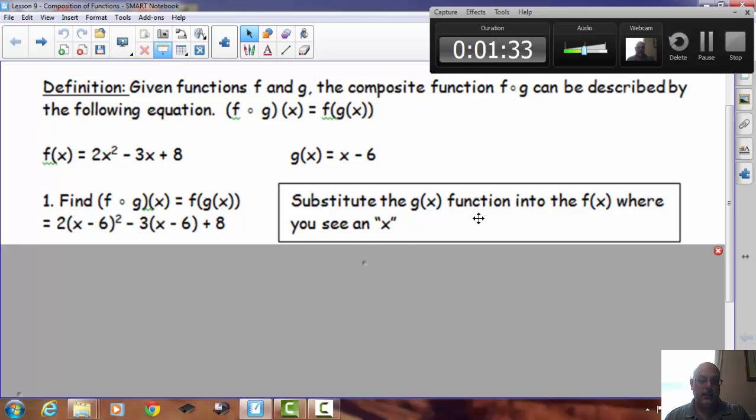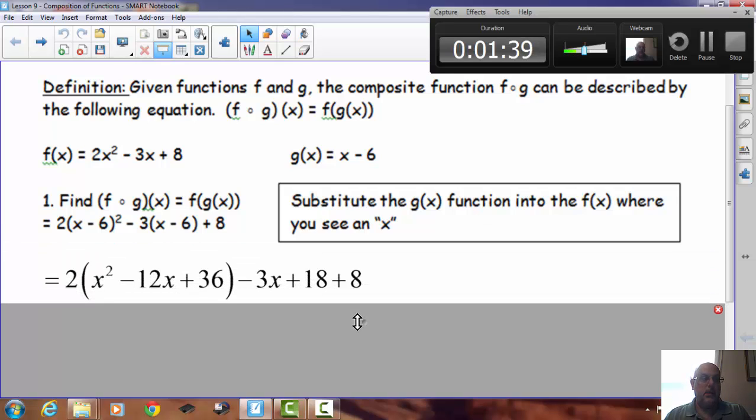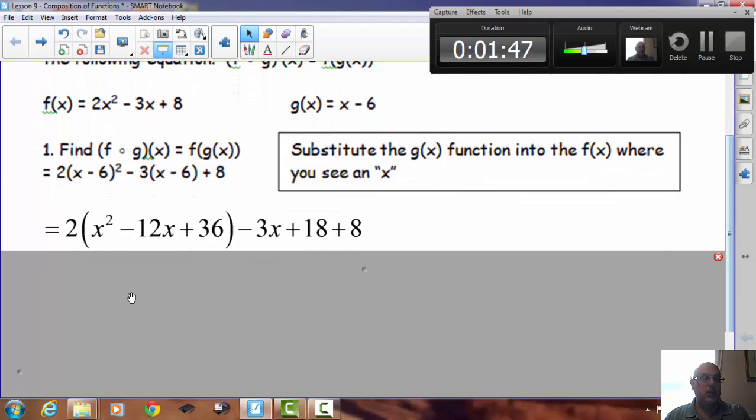As it says in the box, I've substituted the g of x function into the f of x function. When I multiply x minus 6 times x minus 6, you get x squared minus 12x plus 36. There's a 2 out in front, so I drag that along. Then I distributed the negative 3, which gives the negative 3x and the plus 18, and don't forget to drag that 8 along with you.